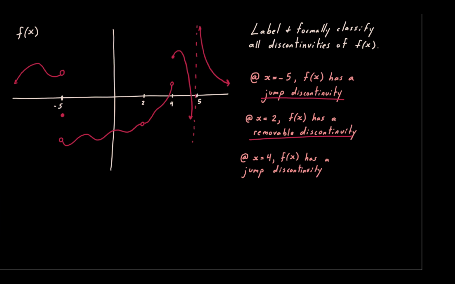At x equals 4, f has a jump discontinuity. Again, the overall limit doesn't exist. Left limit does not equal right limit. Finally, at x equals 5, there's an infinite discontinuity. Neither the overall limit nor the function value exist. Neither exists.